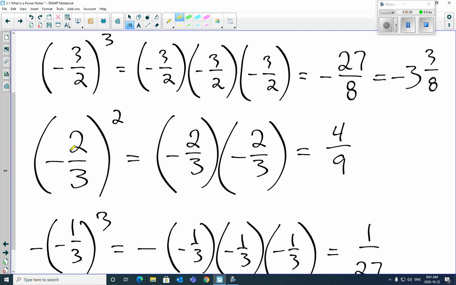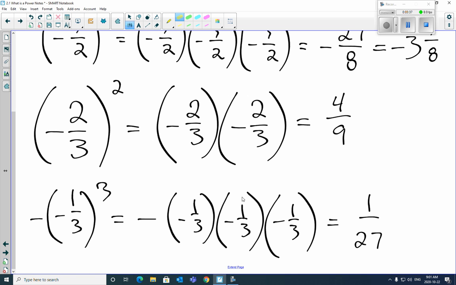Here we go: -2/3 squared. Now it's negative inside here, but this 2 is even, so our answer has to be positive. So -2/3 times -2/3. 2 times 2 is 4. 3 times 3 is 9.